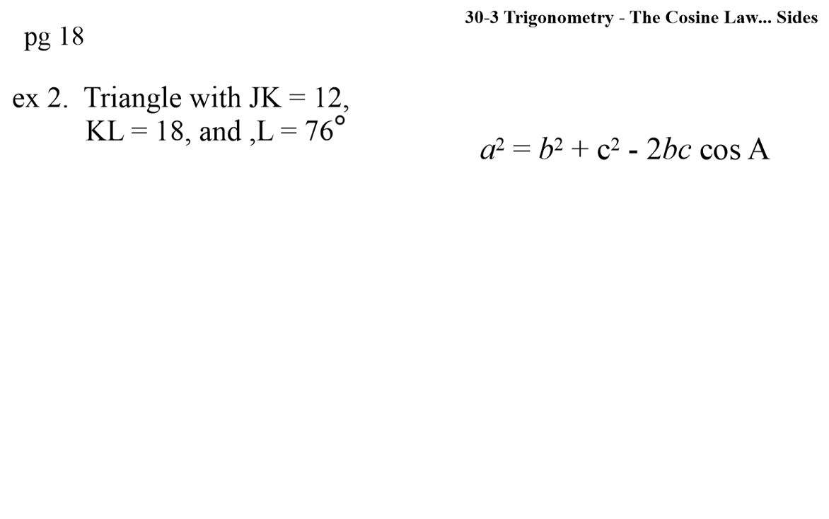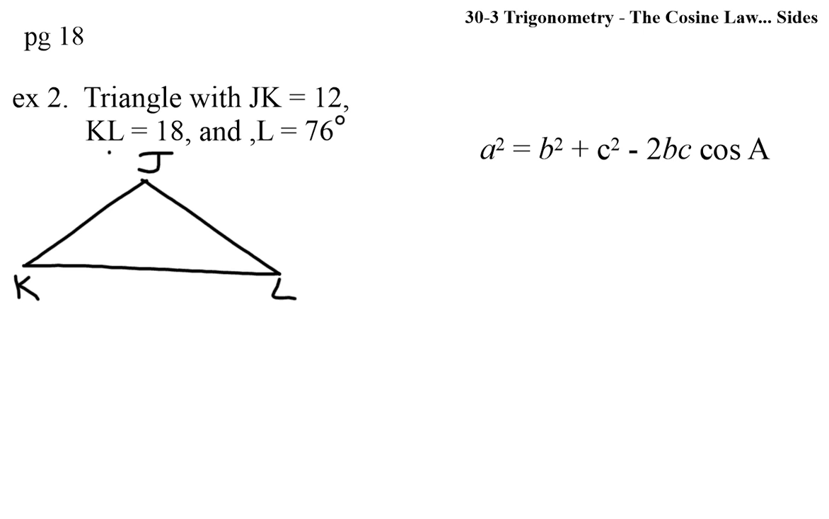Let's try another one. Page 18, let's take a look at example 2. Now, example 2 at the bottom there actually doesn't give us a diagram. Now, diagrams don't have to be perfect. It's not a right triangle, so I'm just going to put a non-right triangle. We see that we have side JK, KL, and an angle L. So I'm just going to label my triangle.